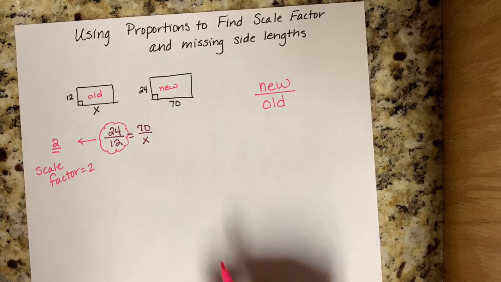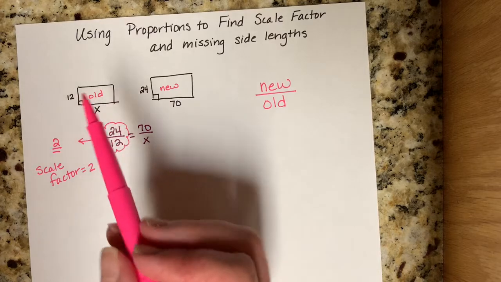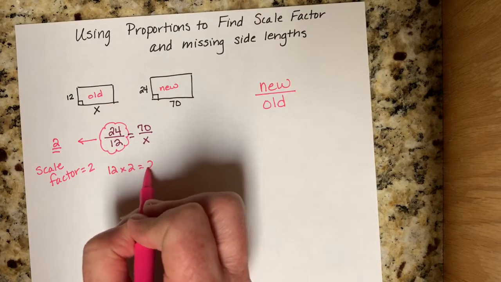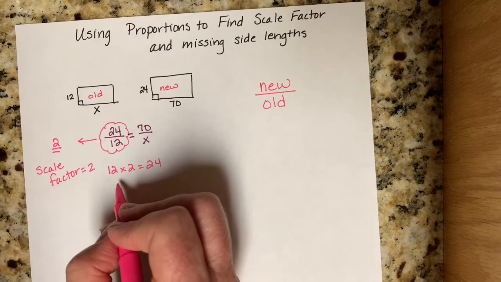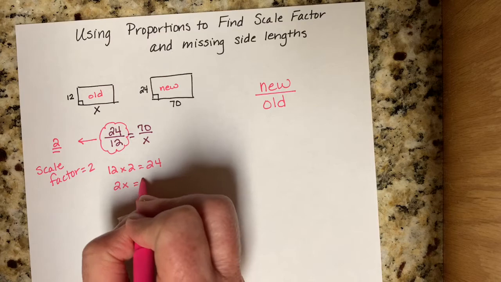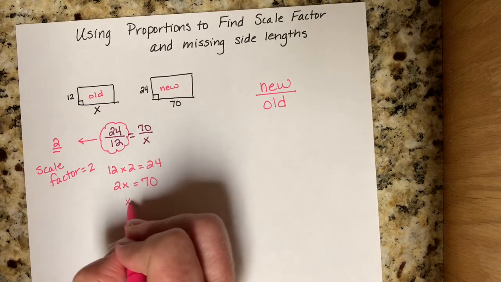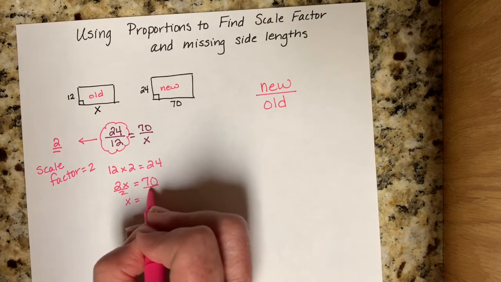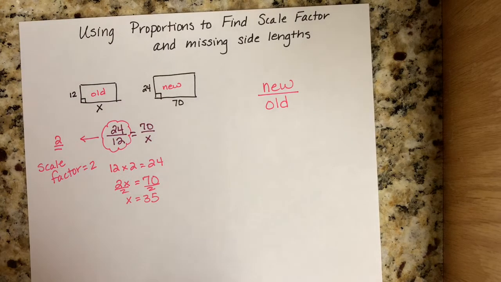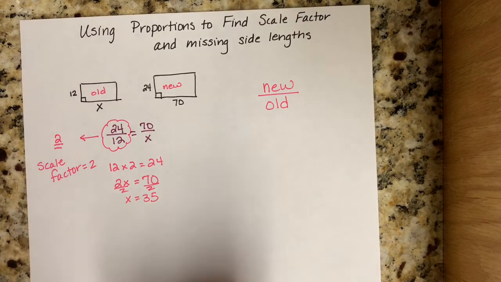So I could just say, well, I know my scale factor is 2, so 12 times 2 is 24. And I could say x times 2, or 2x, would equal 70. So I can see that when I divide both sides by 2, I get x equals 35. So that's one way to find that missing side length.